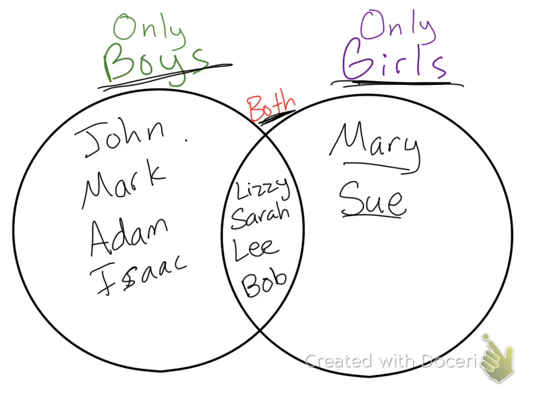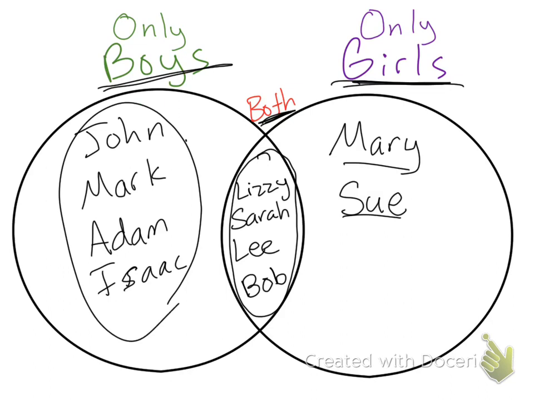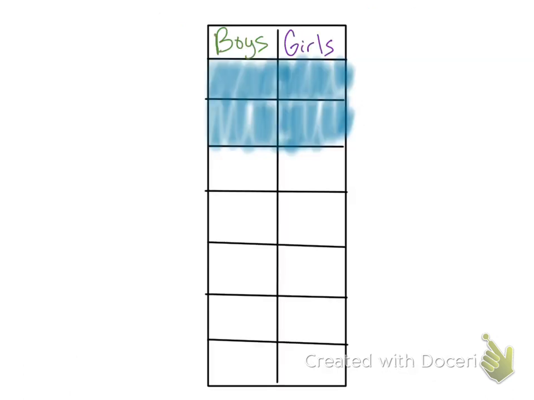Okay, so we can see from this Venn diagram that 4 of our students have both boys and girls, 4 students only have boys in their family, and 2 students only have girls. So in this case, a Venn diagram helps us see the families with only boys, only girls, or both, where a bar graph really couldn't show us that.